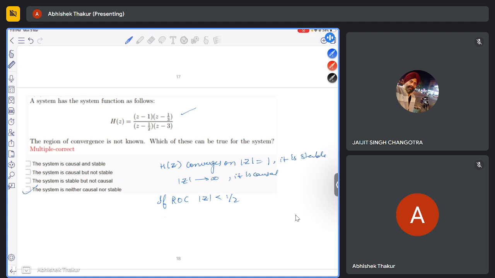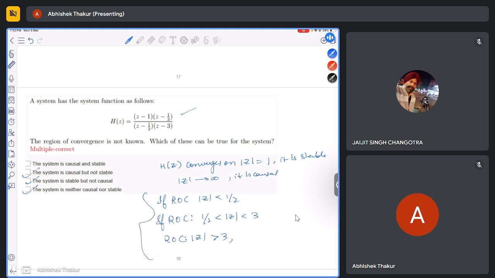Now if the ROC is greater than half and less than 3, in that case the system is stable but not causal. The option C is correct in this case. Now if the ROC is |z| greater than 3, the system is causal but not stable. So option B is correct. So options B, C, D are correct.